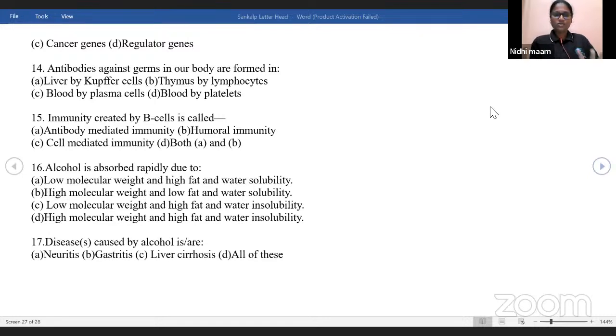Did you understand? So this was regarding the multiple choice questions on human health and diseases. In the upcoming session, we will discuss short answer as well as long answer questions on this concept. Okay, any doubts or any suggestions?